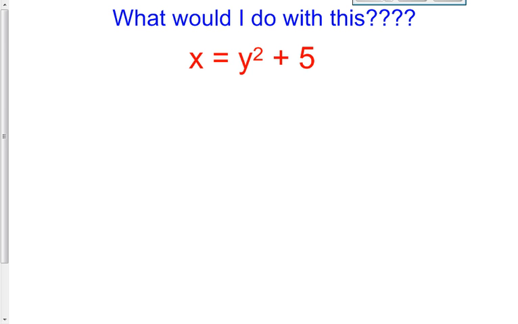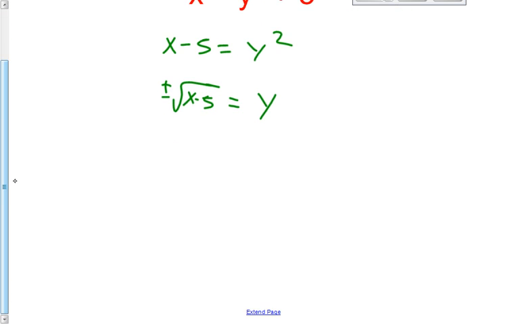But we solved for y here. So we had x minus 5 equals y squared. And then we would get the plus and minus square root of x minus 5. That equals y. So our calculator only enters in functions. If you put this in, you're going to get a sideways parabola, which is not a function because it doesn't pass the vertical line test. So we have to put these in separately.